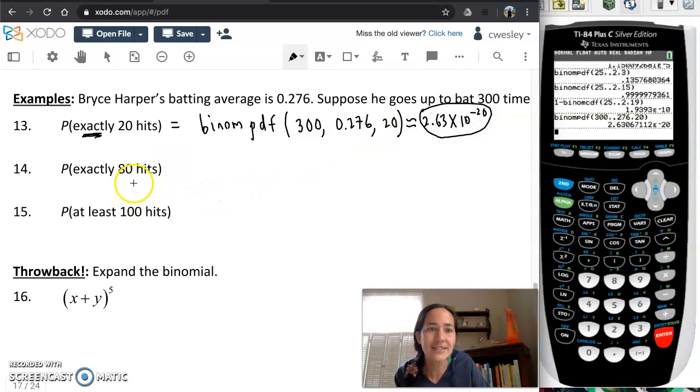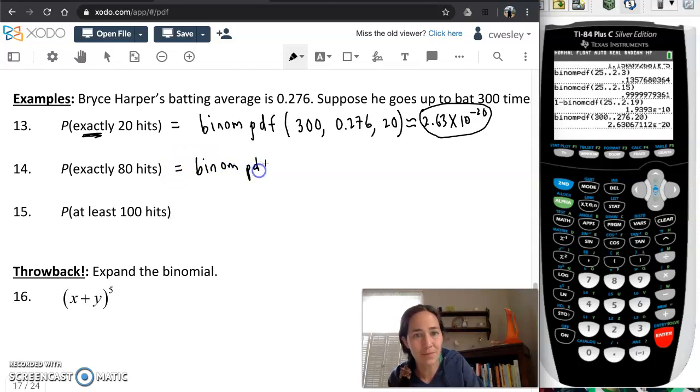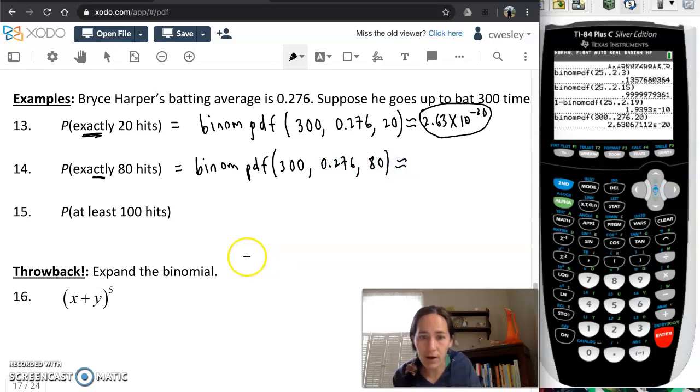Okay, now, exactly 80 hits. We'll do this setup. You can check your answer with mine. BinomPDF again because it's an exactly case. All right, so maybe he'll have better odds of getting 80 hits. 300, probability of success, and then we'll type an 80 in there. Pause, type it into your calculator, see what it gives you, and see if it's a bit more likely. Not too much more though. 0.0487 when you give it 3 significant digits.